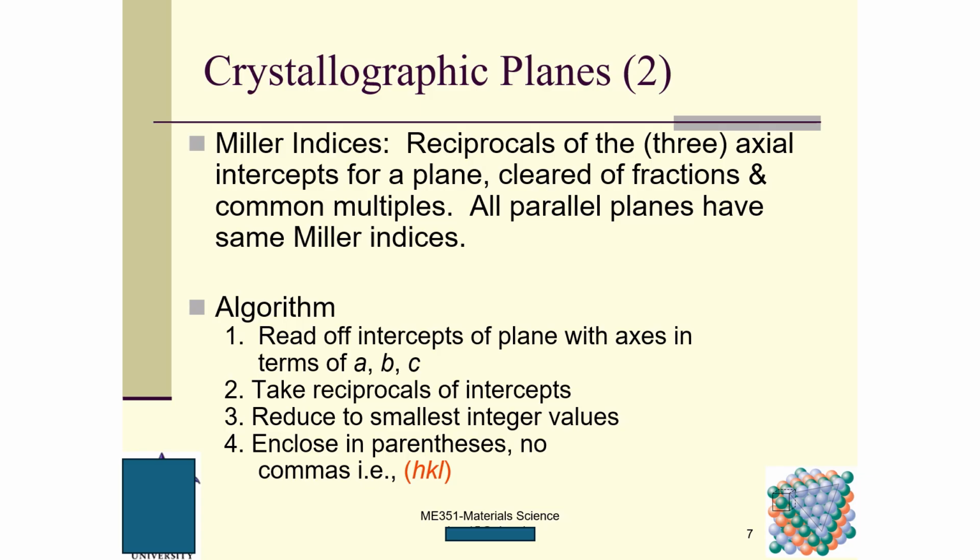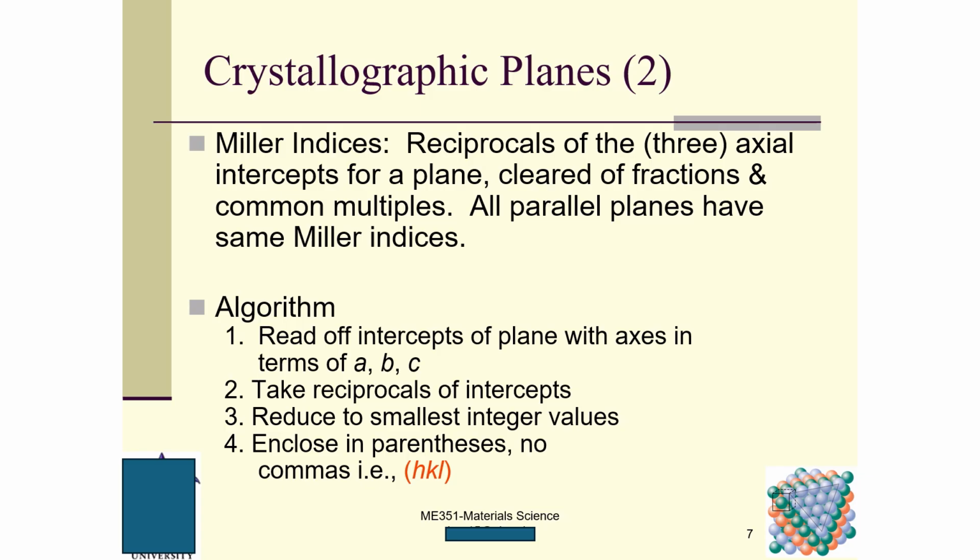And then we talk about crystallographic planes, called Miller indices. Miller indices are the reciprocals of the three axial intercepts for a plane, cleared of fractions and common multiples. All parallel planes have the same Miller indices. I want you guys to know this is called Miller indices. Miller is a scientist. These indices are named after him, Miller.